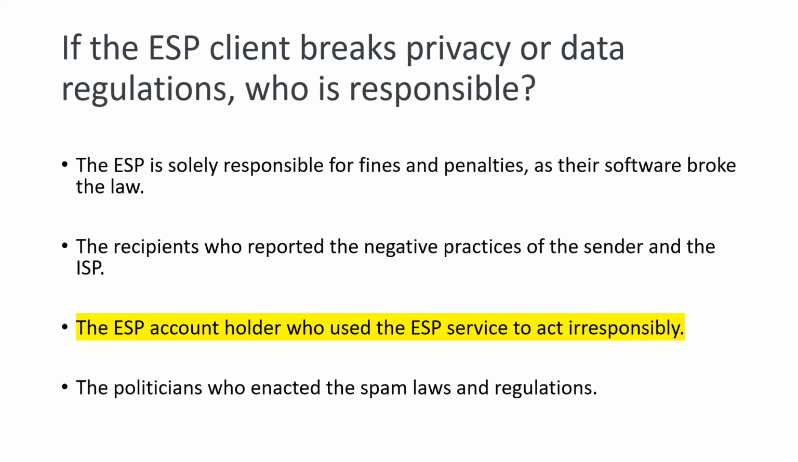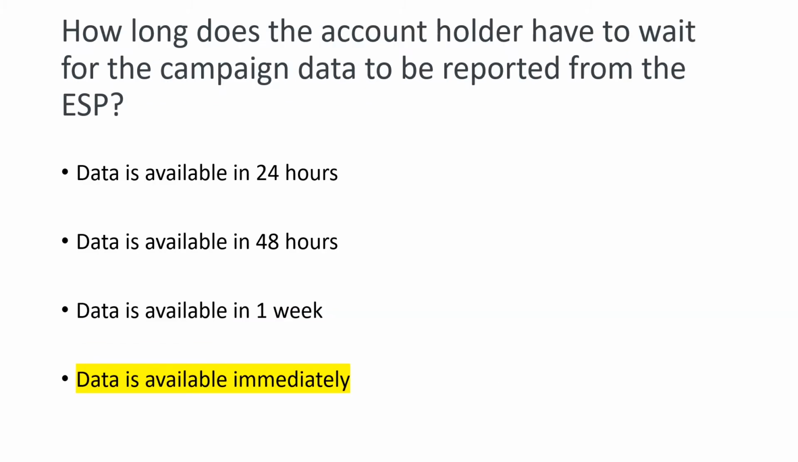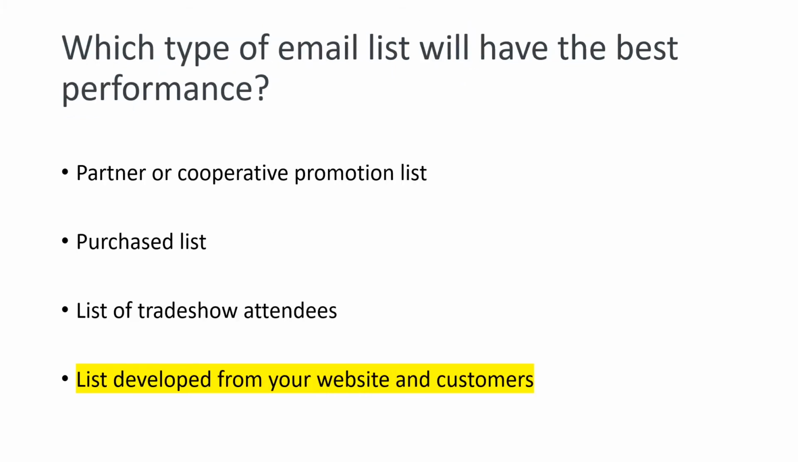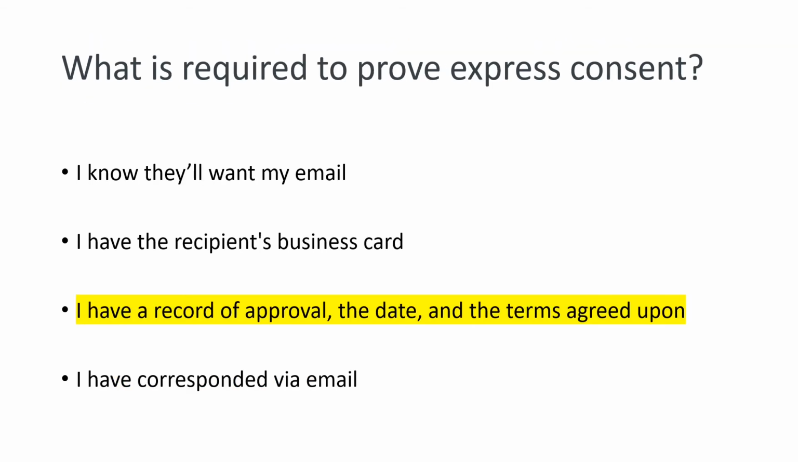185. If the ESP client breaks privacy or data regulations, who is responsible? The ESP account holder who used the ESP service to act irresponsibly. 186. How long does the account holder have to wait for the campaign data to be reported from the ESP? Data is available immediately. 187. Which type of email list will have the best performance? List developed from your website and customers.